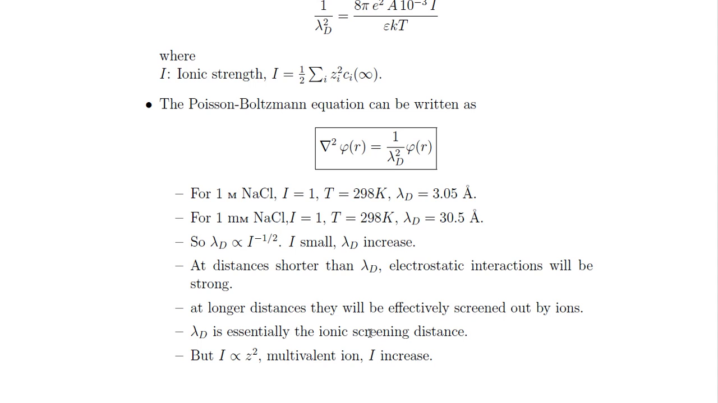Okay, but I is proportional to Z squared for multivalent ions. Let's say Na plus, K plus, many ions in the solution, so the ionic strength increases and the Debye length will decrease.